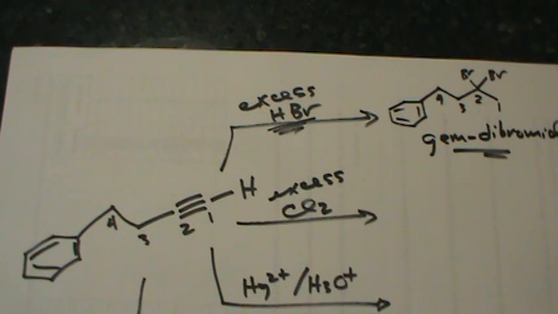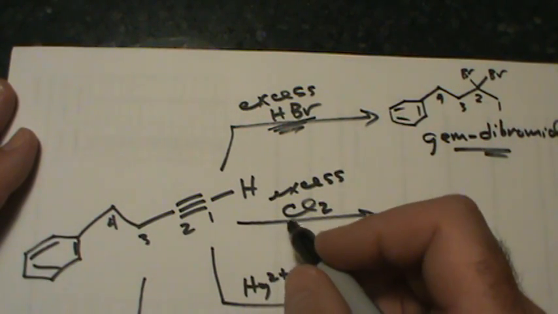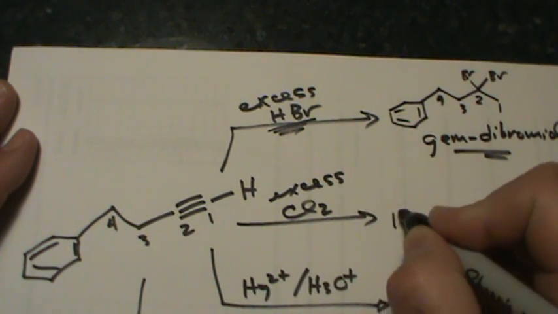Okay, very good. What about halogenation with chlorine? Well, you remember halogenation is a reaction which gives rise to an anti-vicinal dihalide if we react an alkene with chlorine or bromine. But in this case, since it's an alkyne and we're using excess chlorine, we're going to perform that reaction twice because once again, we have 2 pi bonds.